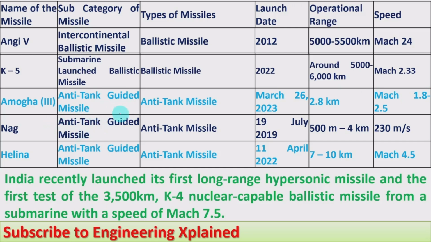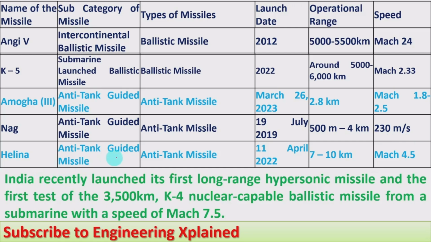Amoga 3 anti-tank guided missile. Anti-tank missile. It is launched on March 26, 2023. Range is 2.8 km and speed is 1.8 to 2.5 Mach. Nag anti-tank guided missile. Anti-tank missile it is and it is launched on 19 July 2019. Its range is 500 meter to 4 kilometer and its speed is 230 meter per second.